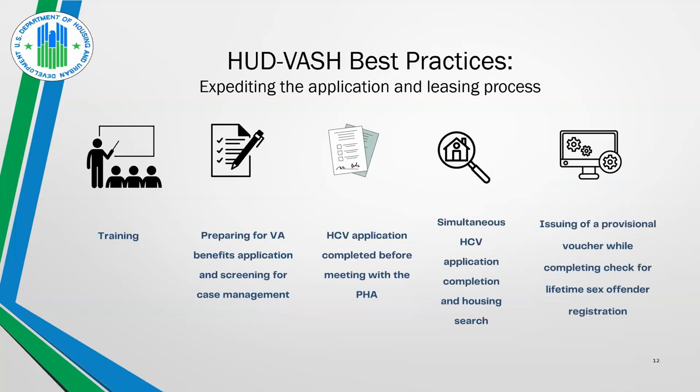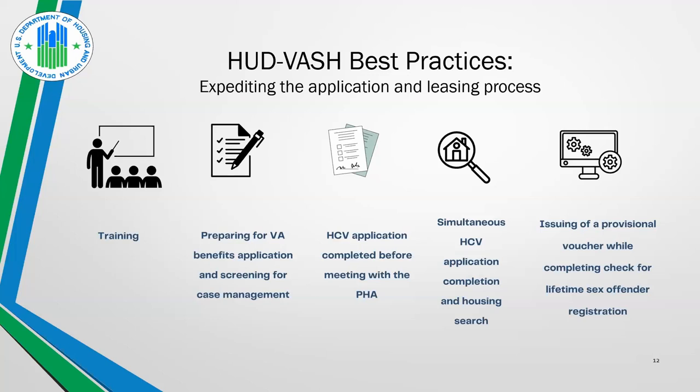Now let's discuss some best practices in expediting the application and leasing process. So training. PHAs may consider periodic trainings for staff from partnering organizations and agencies on PHA and VA topics to ensure that all parties are aware of pertinent information. Topics such as HQS inspections, eligible housing units, and the services and supports needed by veterans are helpful in ensuring that partners are aware of the PHA's process and can assist veteran families in navigating their journey to housing stability. As NYCHA indicated in their presentation, regular meetings are key to program success, and taking opportunities in those meetings to train your partners on updated guidance and regulations will prove beneficial for program success.